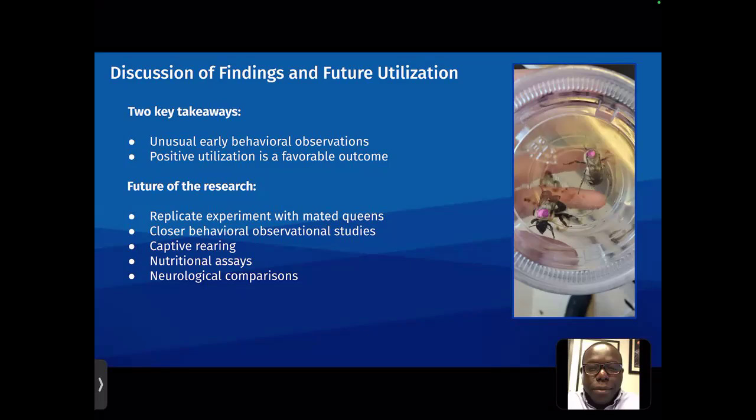It's very complex because these living organisms are eusocial and there's so much variance in their behavior. So we're hoping to replicate until we can get some hard data for this. But in terms of future research, we want to replicate this experiment with mated queens. We want to have closer behavioral observational studies. We do want to try some captive rearing and see if our wild bees will do better in the lab when they can forage, nutritional assays, and neurological comparisons.